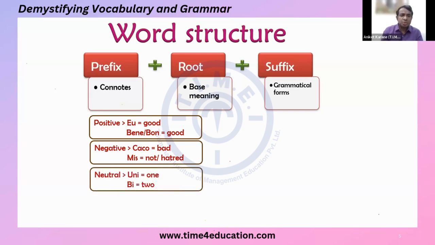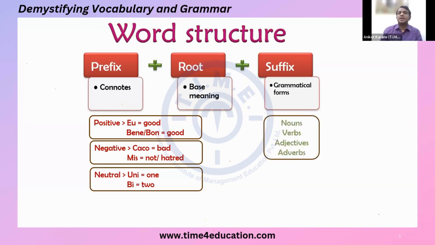Then you have neutral ones. Now, neutral ones, uni is a number one. So universal, union, unicycle, all these words. You have bi, which is two. So bicycle, biannual, or bi-weekly. You can have triceps. Triceps is a muscle, three muscles together, right? So all these words, if you look at it, they are neither positive nor negative. And therefore, neutral roots majorly comprise of numbers.